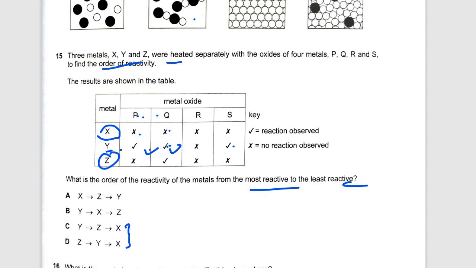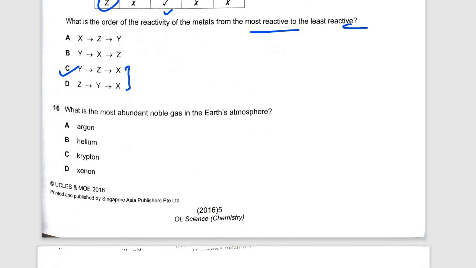If you think about Z, it only shows one reaction, which is with Q. The most reactive metal is going to reduce the oxide of a less reactive metal, so Y will be most reactive, followed by Z and then X. So which option is matching? Option number C.